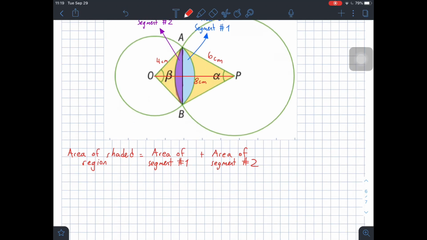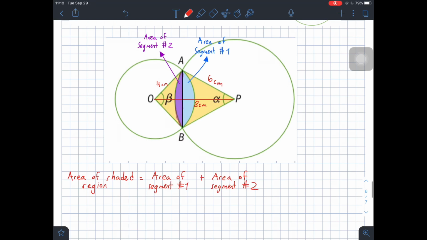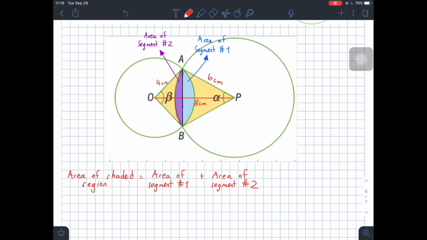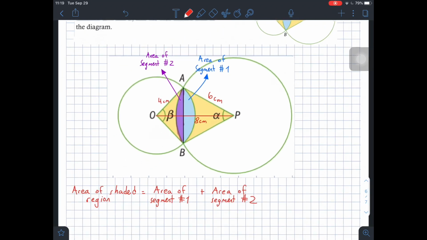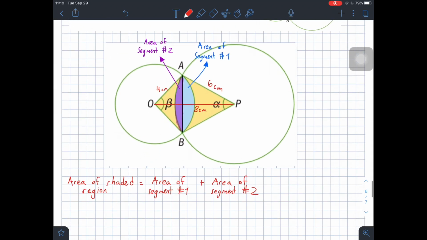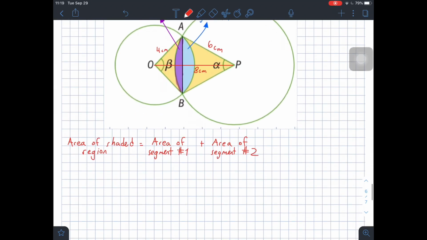Okay, so I will need to focus on finding the areas of each of these segments, and to do that, I already know what I need to do, right? I need to apply area of a sector minus the area of the triangle. But I see that we still have one small trouble. And that trouble is that I do not have these values of the angles. I do not have beta and I do not have alpha. So I will need to find those angles first. So let me write that here.